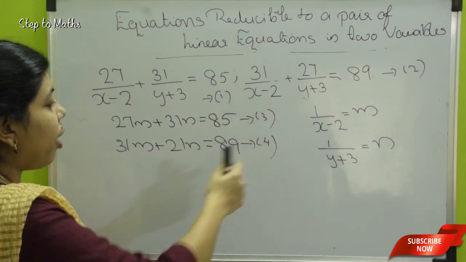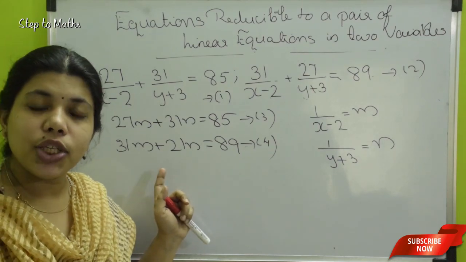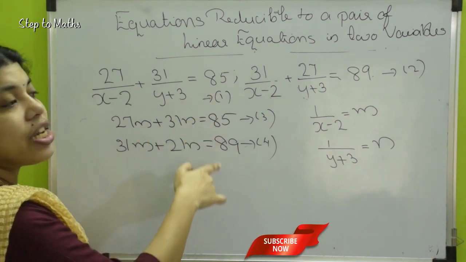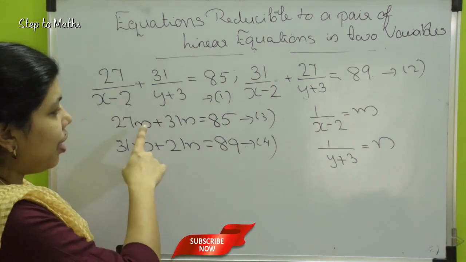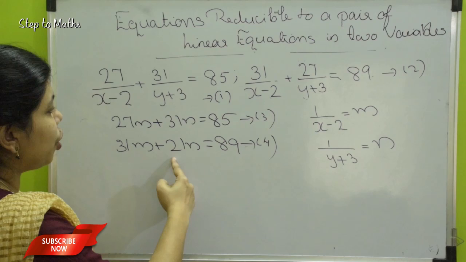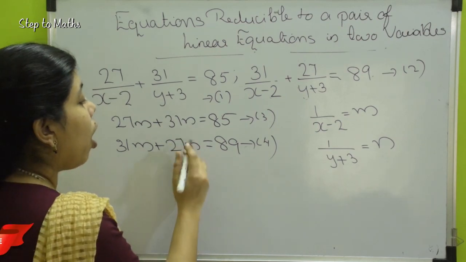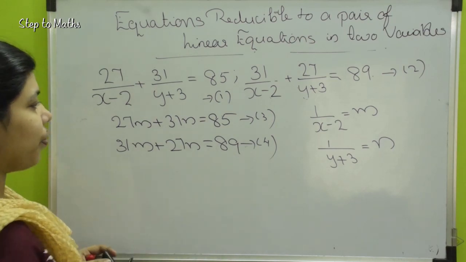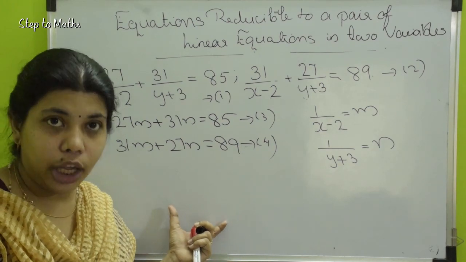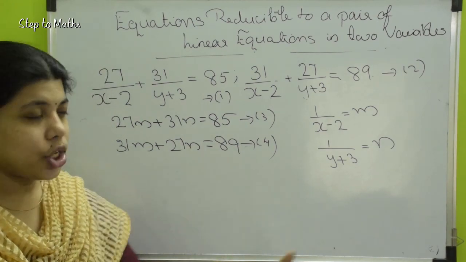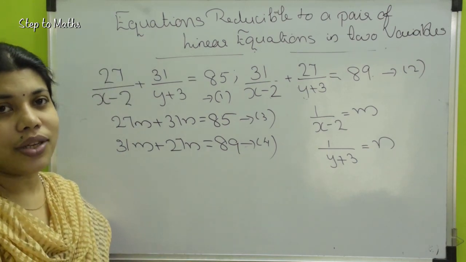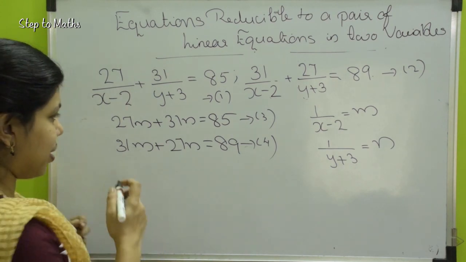Consider equations 3 and 4. Is there any speciality for these two equations? Yes. The coefficients of m and n are interchangeable in these two equations. The coefficient of m in equation 3 is the coefficient of n in equation 4. We already discussed how to solve this type of equations whose coefficients are interchangeable. We can add these two equations and we can subtract these two equations, then we get two simplified equations.